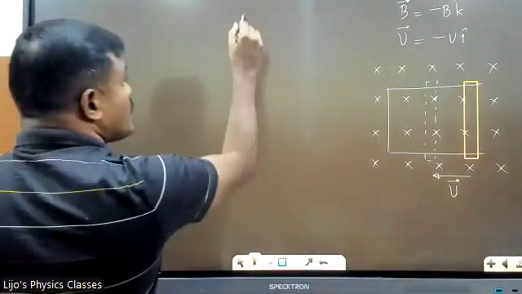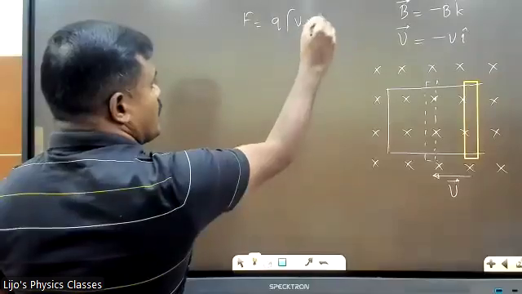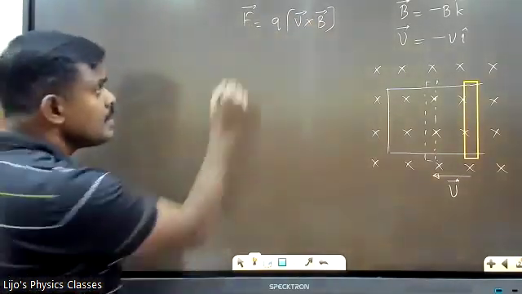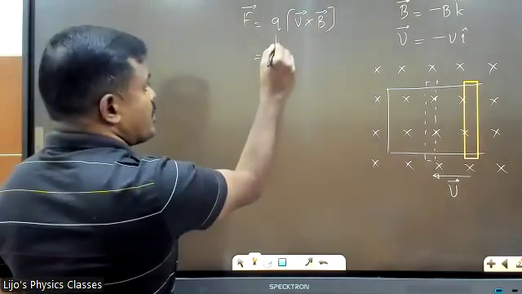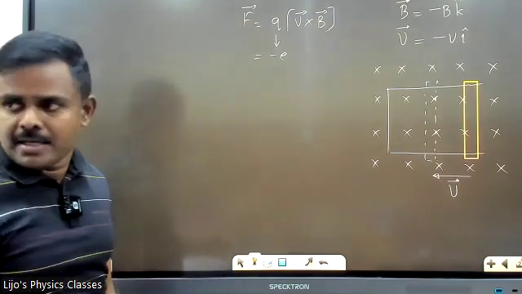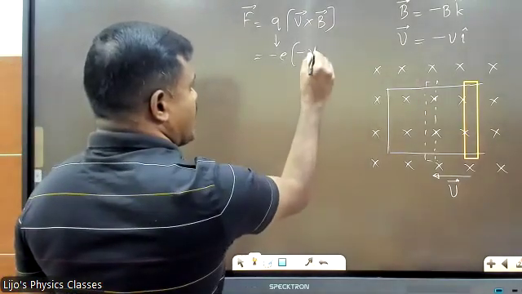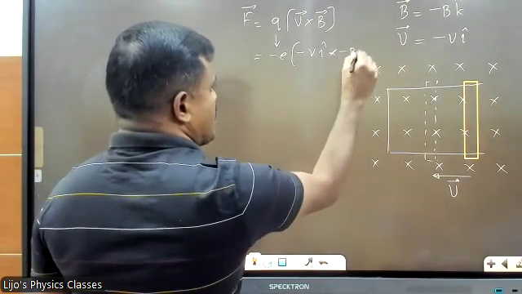What is the equation for Lorentz force or magnetic force? Do you remember the magnetic force? Q into V cross B is the equation for force. What are we talking about? Electrons, right? The charge of an electron should be put here. What is the charge of an electron? Minus e. And how about V and B? V is written there as minus V I cap, cross B, which is written as minus B K cap.